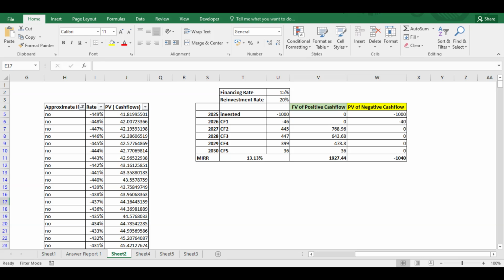Another problem with IRR is that it assumes that the cash flows should be reinvested at the IRR, but on average the projects are reinvested at the reinvestment rate for the firm, which makes IRR non-practical.